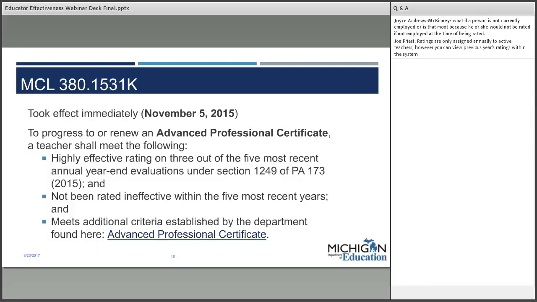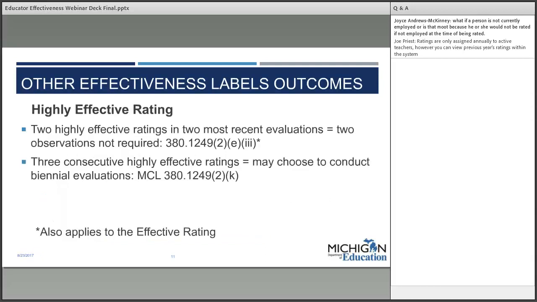Now again, this does affect the progression and renewal of the Advanced Professional Certificate. However, for the Professional Certificate, it only affects that progression from provisional to professional. Effectiveness ratings don't just affect certification. They have other outcomes, so I do want to talk a little bit about some of those outcomes.